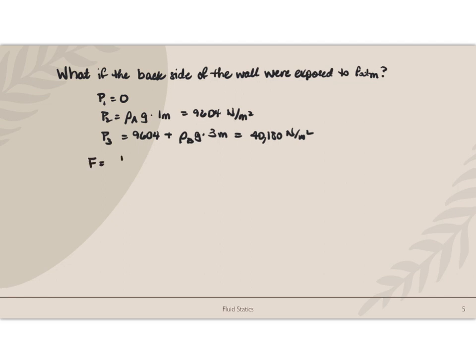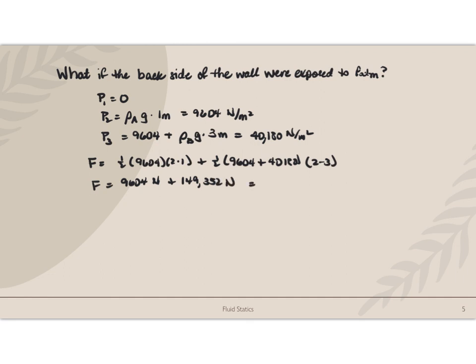The force in this case is 1/2 9604 times 2 times 1 plus 1/2 9604 plus 40,180 times 2 times 3. The force is 9604 newtons plus 149,352 newtons, or 159 kilonewtons.